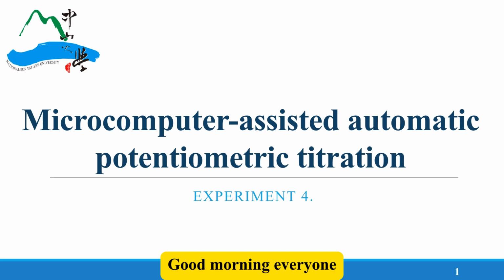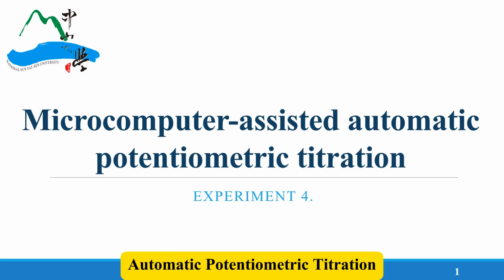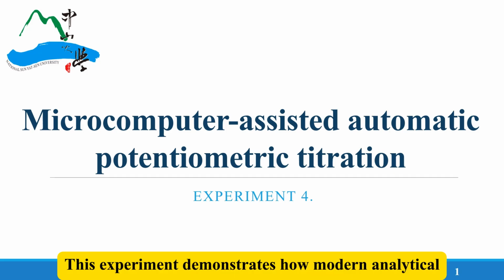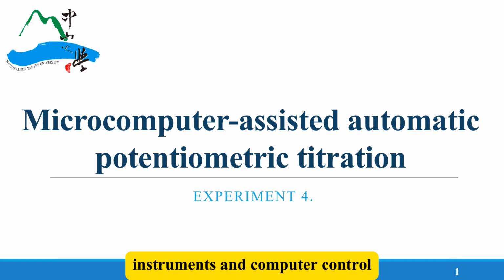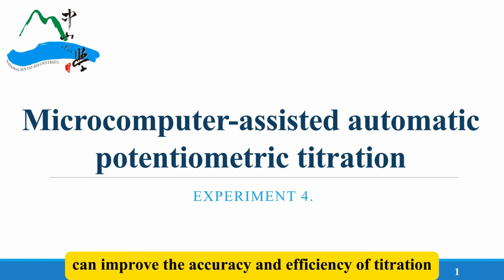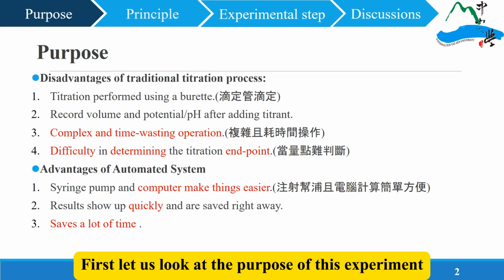Good morning, everyone. Today I will introduce Experiment 4, Microcomputer-assisted automatic potentiometric titration. This experiment demonstrates how modern analytical instruments and computer control can improve the accuracy and efficiency of titration experiments. First, let us look at the purpose of this experiment.